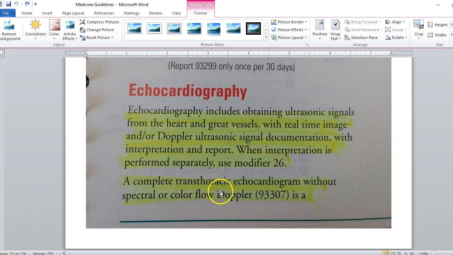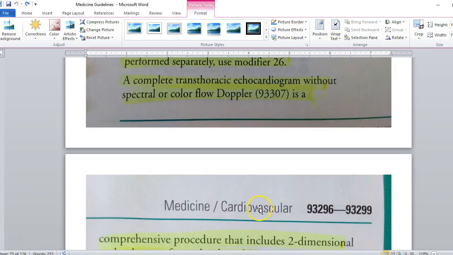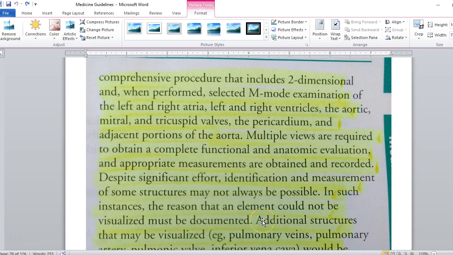We also have what we call a complete transthoracic echocardiogram without spectral or color Doppler flow, 93307. This is a comprehensive procedure that includes two-dimensional and, when performed, selected M-mode examination of the left and right atria, left and right ventricles, the aortic, mitral, and tricuspid valves, and the pericardium and the adjacent portions of the aorta. So again, that's what's included in that code 93307. Multiple views are required to obtain complete functional and anatomic evaluation, and appropriate measurements are obtained and recorded.